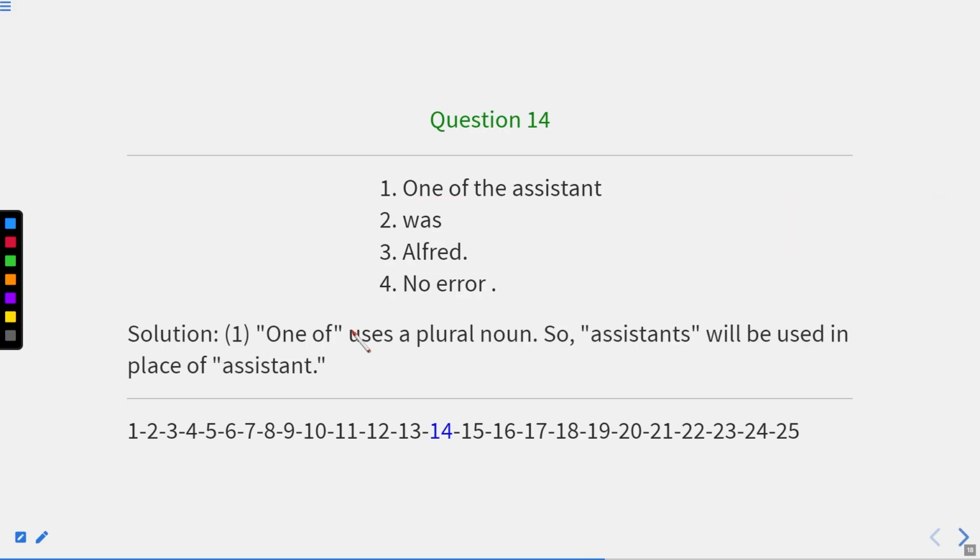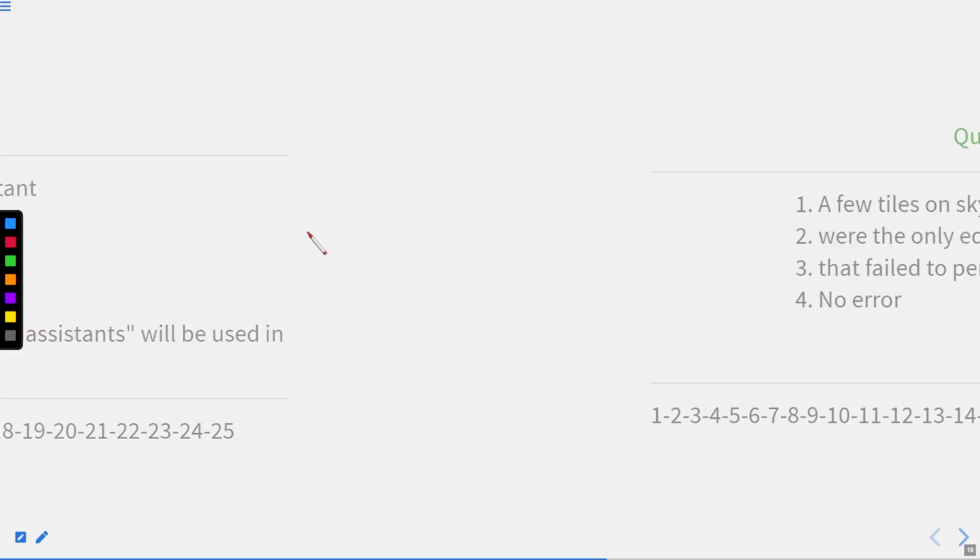So, our answer will be one of uses of plural now. So, assistant will be used in place of assistant. So, error will be one part of the sentence. Okay. Now let us move to the next.